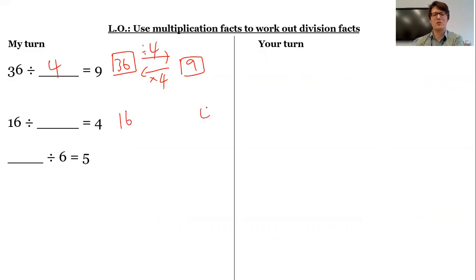Again, we know 16, we know 4, but what are we dividing by? Well, I don't know. Let's do it the other way around. 4 times what is 16? Well, 4, 8, 12, 16. 4 times 4 is 16. So we must have been dividing by 4 as well.